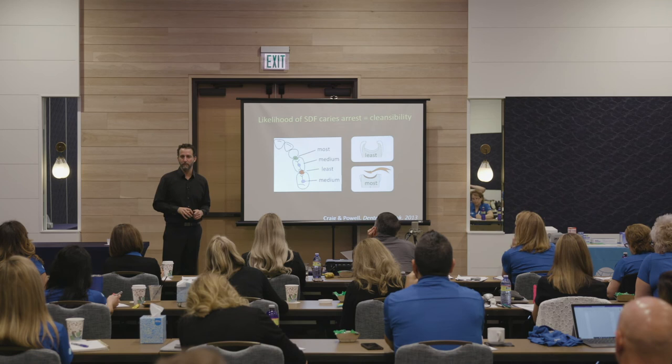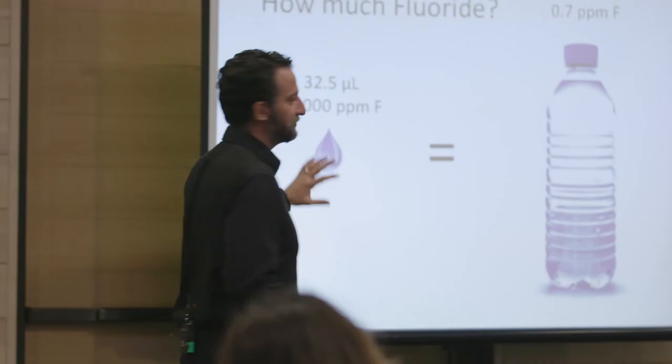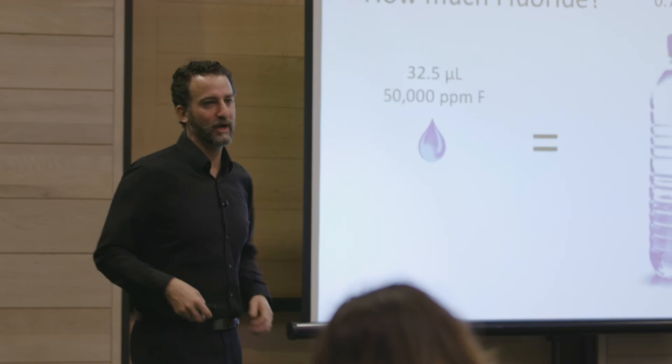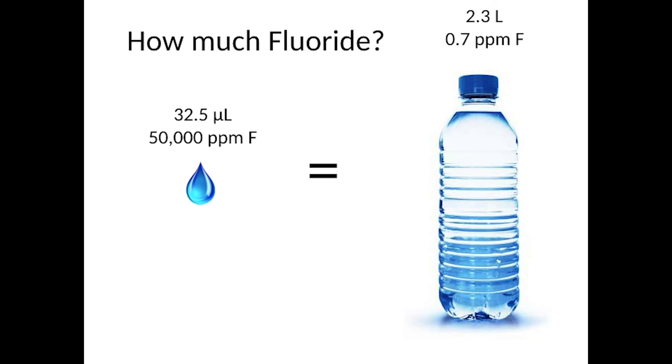This matches exactly the data from the modern clinical trials that have gone back and looked at which cavities grew and which didn't. Steve and I came up with this a couple years ago. How much fluoride is really in a droplet of silver fluoride? This comes up when patients are concerned about the amount of fluoride they're exposed to. It turns out that 2 liters of fluoridated tap water is how much fluoride is in a whole large drop of silver fluoride.